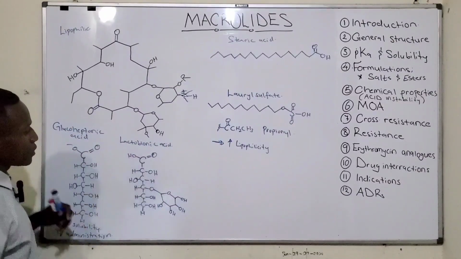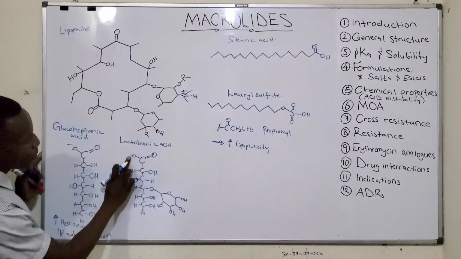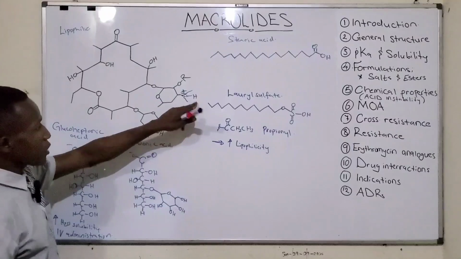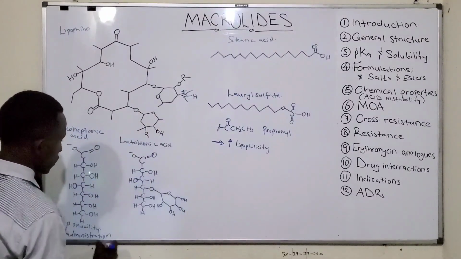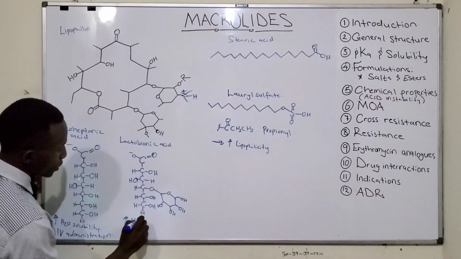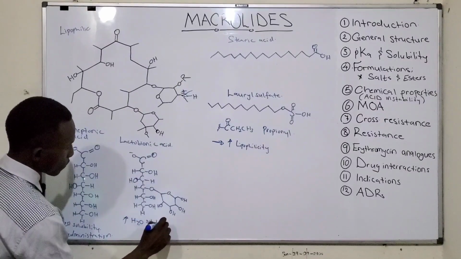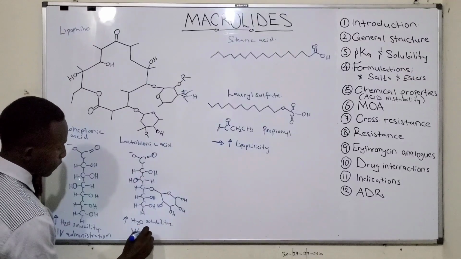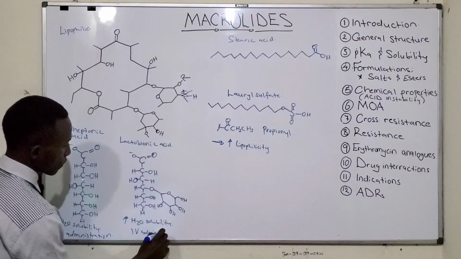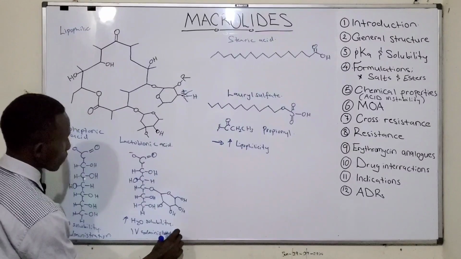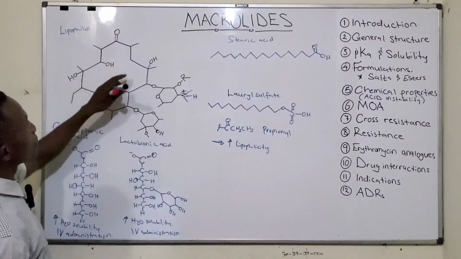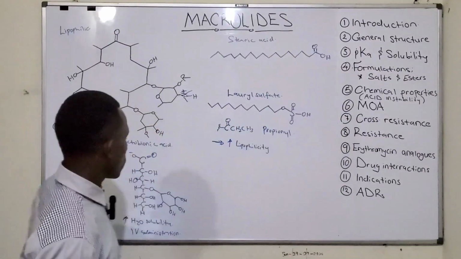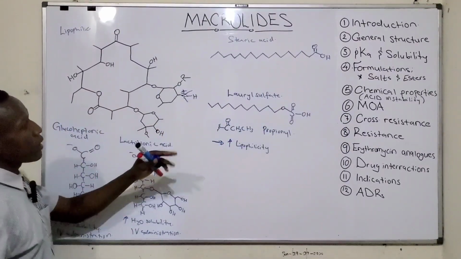Same for lactobionic acid. Lactobionic acid will also be minus. This one will be plus, the H is taken. So these salts also increase the water solubility, and it's given also IV. We are going to see why, because erythromycin is destroyed by acid, as we are going to see. These ones bypass the acid.